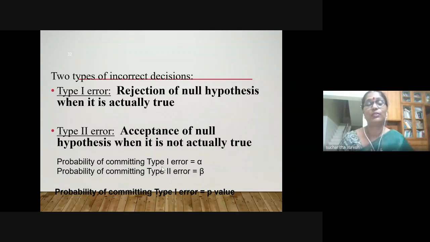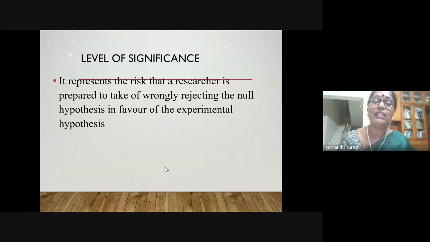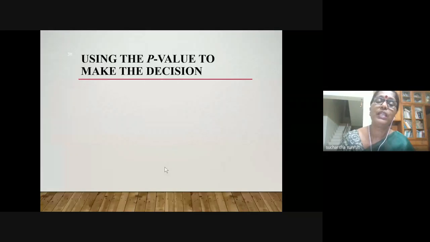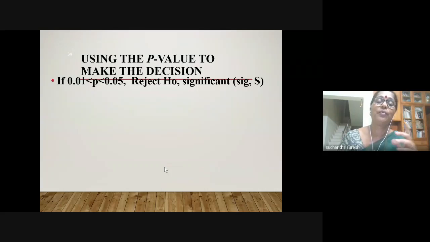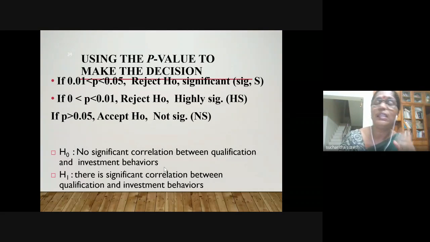Okay, so that is what p-value is. To say that we reject the null hypothesis, it should be less than 5%. If the p-value is greater than 5%, then we are going to accept the null hypothesis, dear friends. We are accepting the null hypothesis.